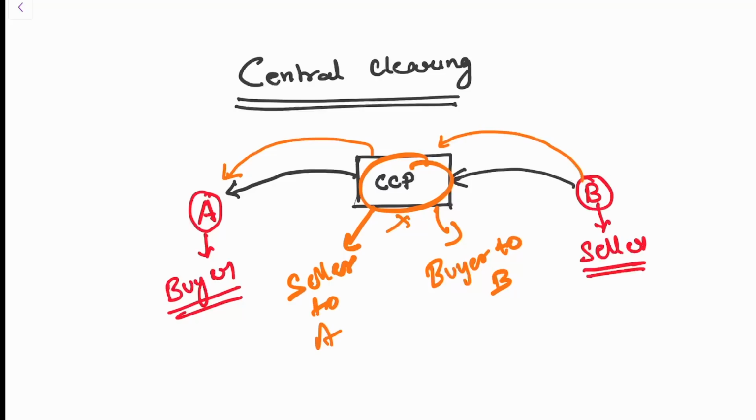So in short, CCP has no position, means he is neutral, neither long on security A, nor short on any other securities. Clear? What is the purpose of central clearing? To reduce the risk. In the whole story you will understand one thing, that CCP is there to reduce the risk. Clear?